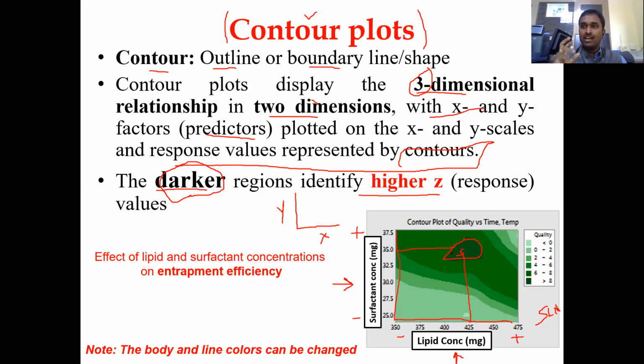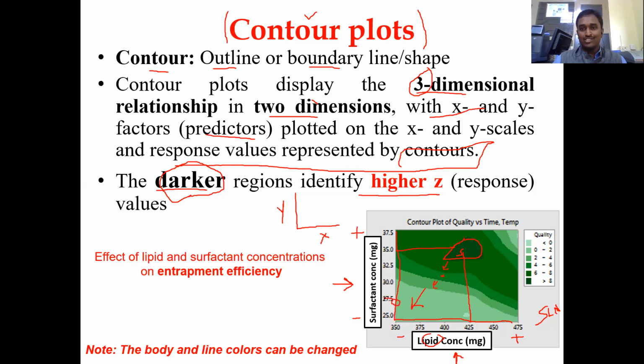But as the color fades or lightens, like here you can see dark green followed by a little lighter, followed by a little lighter, followed by light. All these are boundaries, contours. And if it is completely light, that means, as we discussed in the previous slide, as the concentration of something increases, definitely the size is going to increase. But here at the initial concentration of lipid and surfactant, the size is very small.